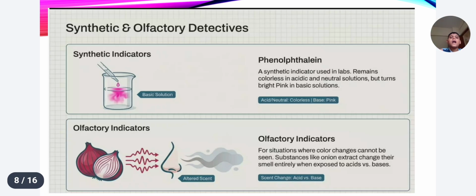Okay. Now moving to the olfactory indicators. Olfactory indicators for situations where color changes can't be seen. Like if you are blindfolded and you are said that which is this substance, you are given an onion in your hands, you will dip that onion first in that substance, smell it, or vanilla essence you can also get. Changes cannot be seen. Substances like onion extract changes their smell entirely when exposed to acid or base. Okay.